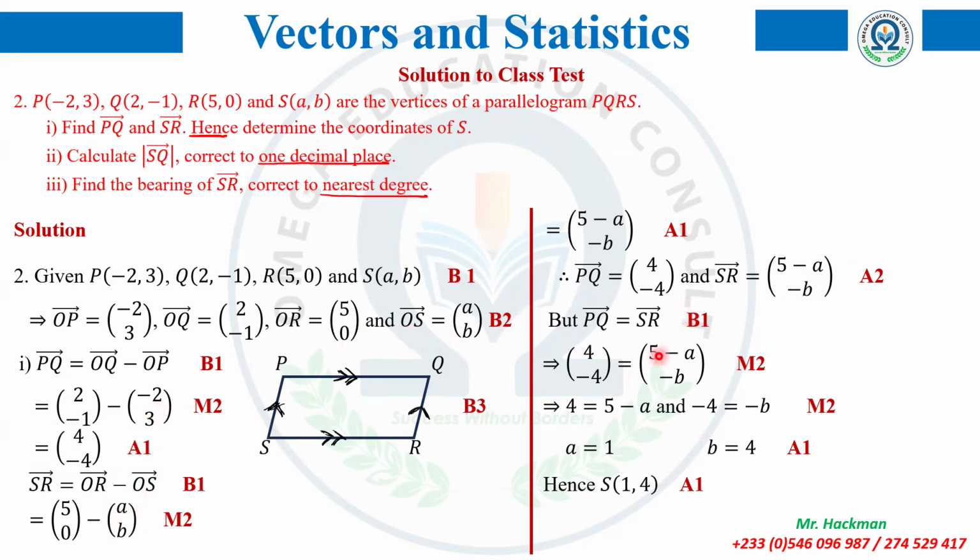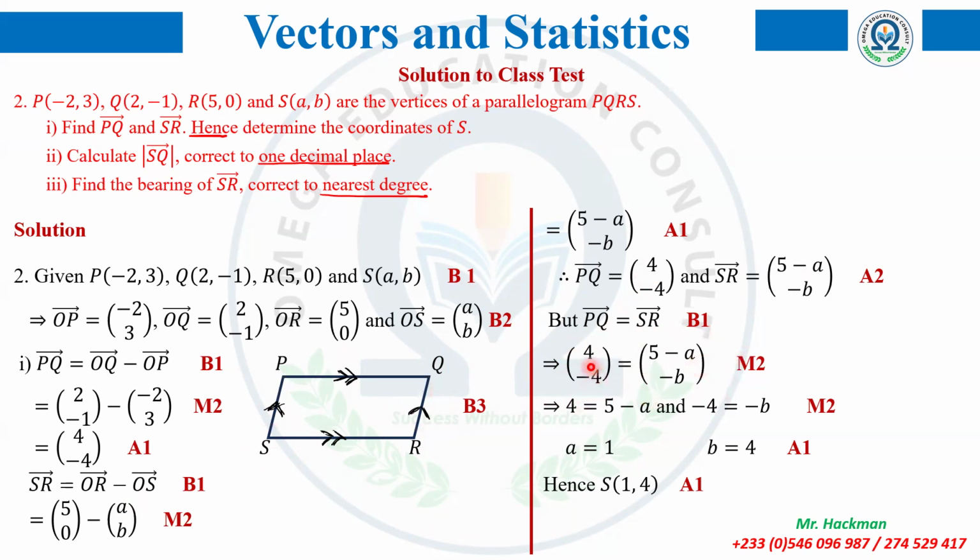Now what do we do? We know, because there's a parallelogram, the magnitude here will be the same and they are in the same direction. When vectors have the same magnitude and are moving in the same direction, they are equal. So opposite sides here will be equal. It means vector PQ will be equal to vector SR. That is the statement that we have here. And now what is your vector PQ? You know that to be 4, minus 4, and that should be equal to your vector SR.